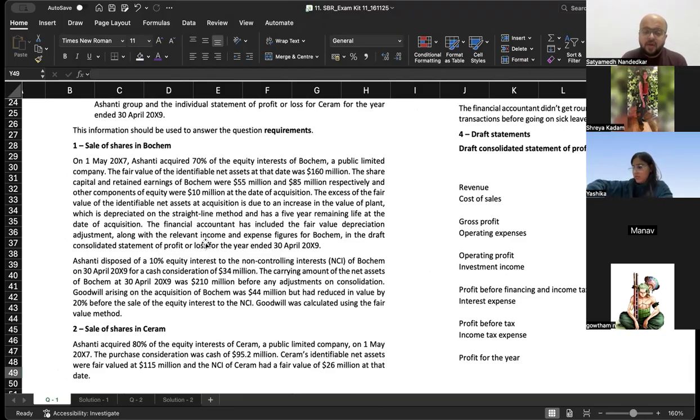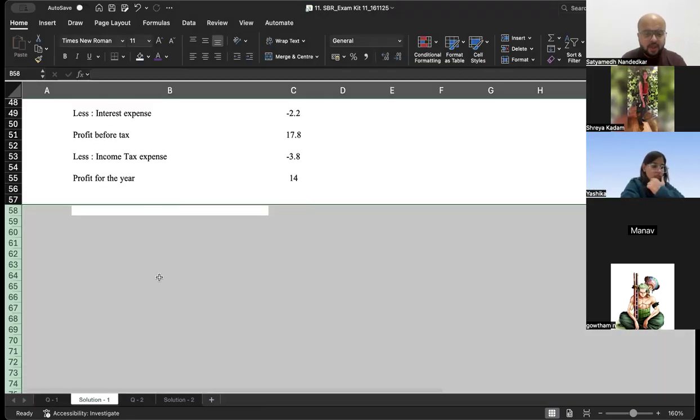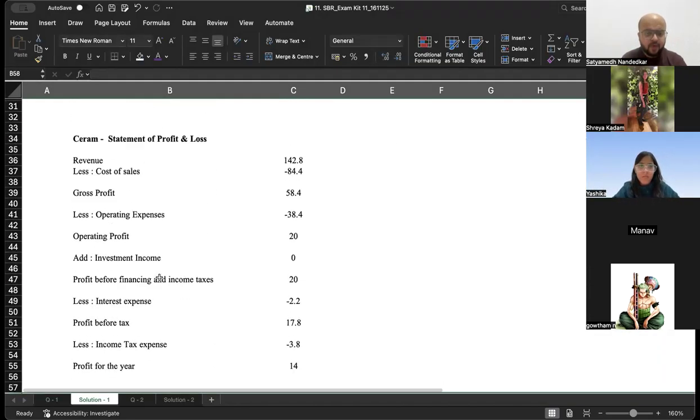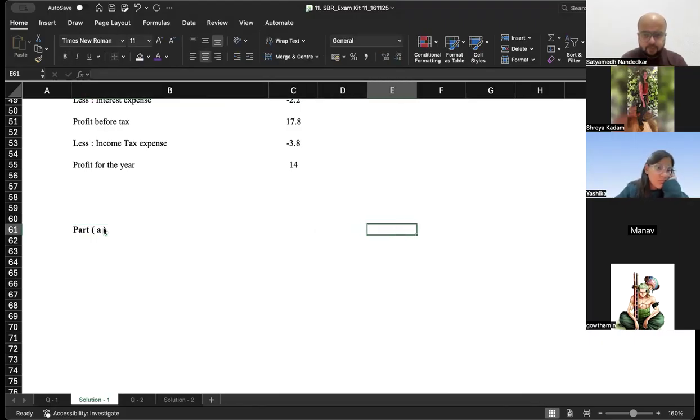Goodwill arising on acquisition of Bochem was 44 but had reduced in value by 20% before the sale of equity interest to NCI. Goodwill was calculated using the fair value method. Now, the carrying amount of net assets is 210, right? But there is a fair value adjustment that has happened on the acquisition date. Let's do it here. Part A. And these are working notes for Part A.